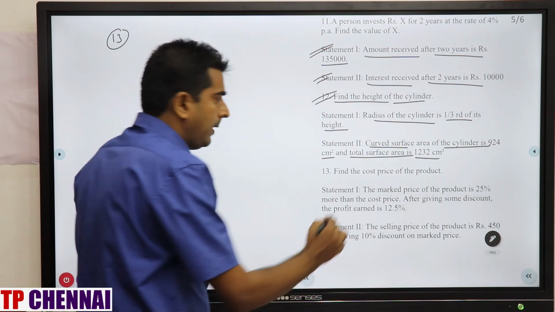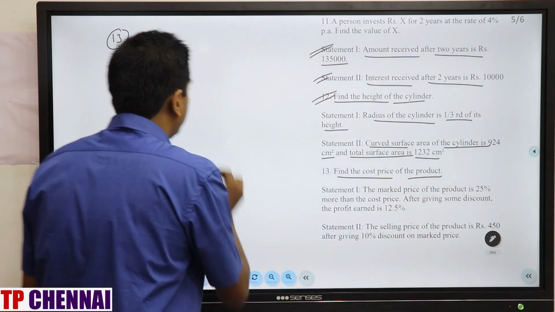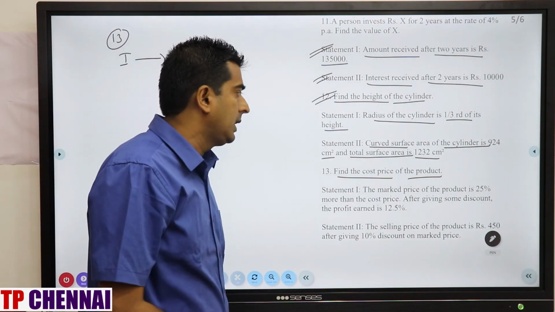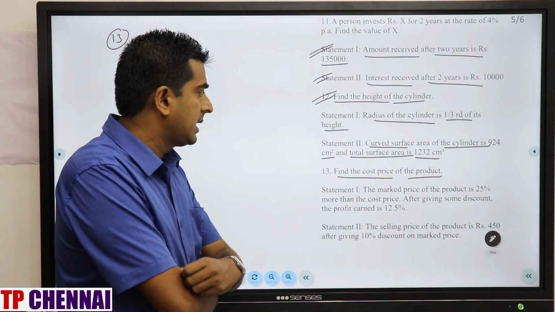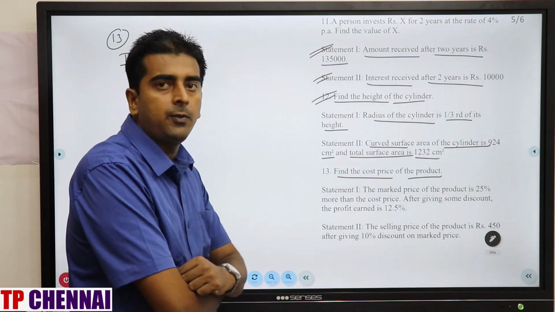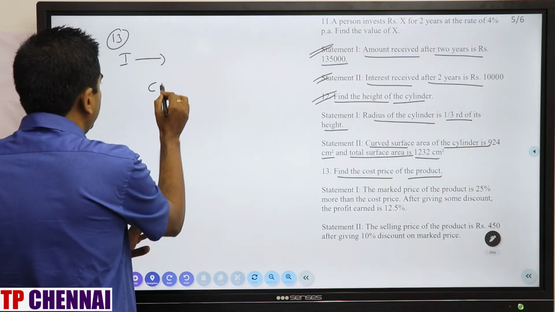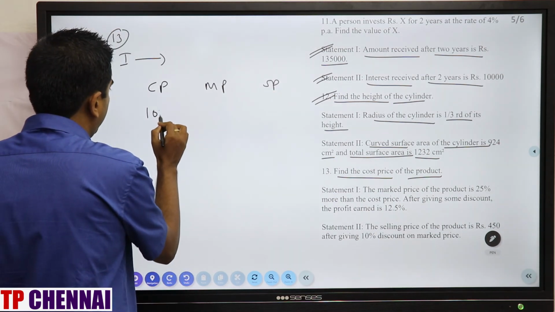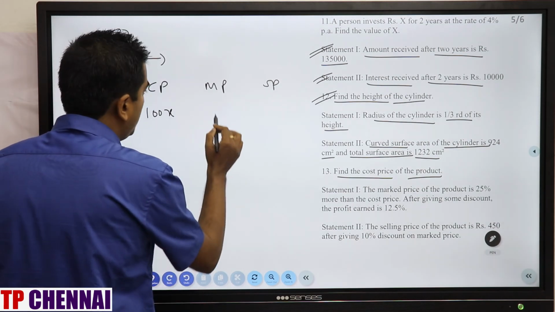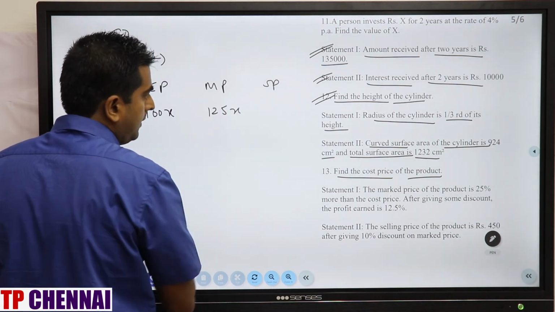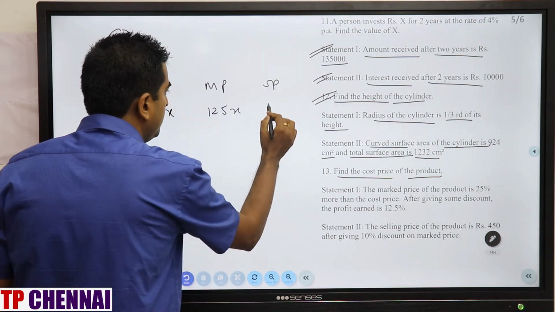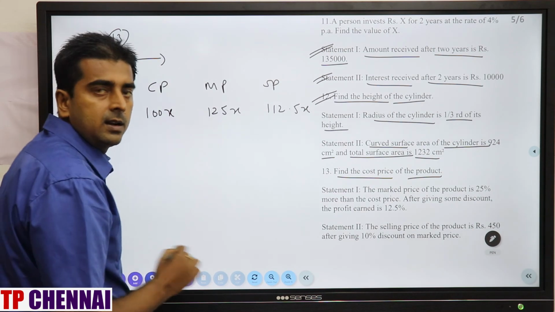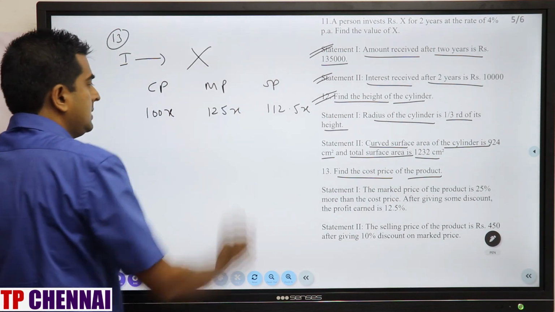What are they asking? Find the cost price of the product. First statement: the mark price of the product is 25% more than the cost price. After giving some discount, the profit earned is 12.5%. I am writing here CP, here MP, and here SP. If my cost price is 100x, markup is 25%, so mark price is 125x, and profit is 12.5%, that means SP is 112.5x. Can I calculate the cost price here? No. First statement is not sufficient.